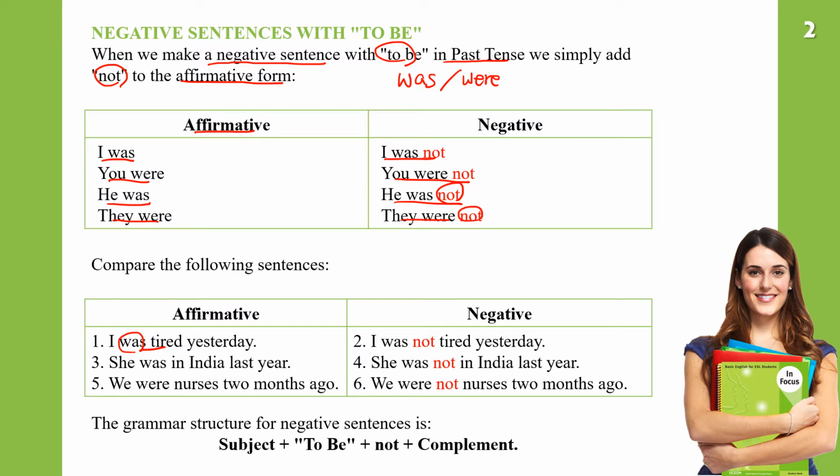I was tired yesterday, and I was not tired yesterday. She was in India last year. She was not in India last year. We were nurses 2 months ago. We were not nurses 2 months ago. Again, affirmative plus not becomes negative. So the structure becomes subject and verb was or were and not and complement.